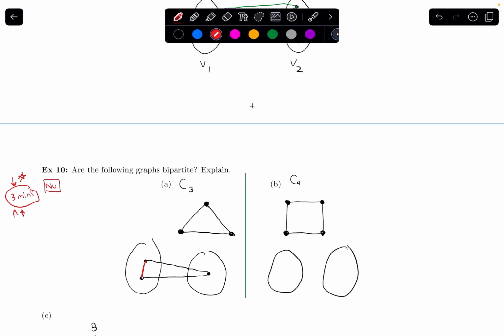No, it's not bipartite because in any bipartition, in any way of splitting the vertices into the two circles, at least two vertices will be in the same group.